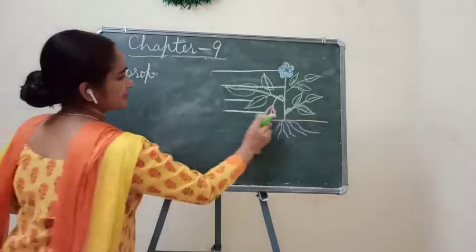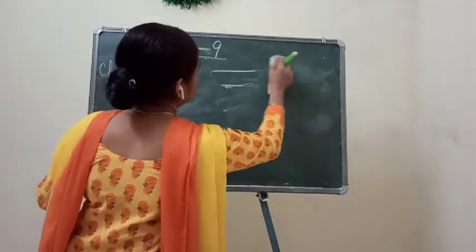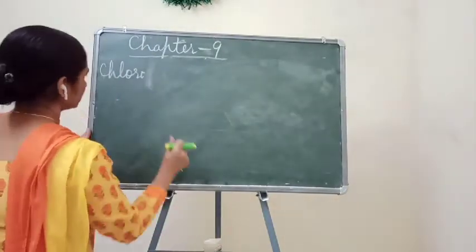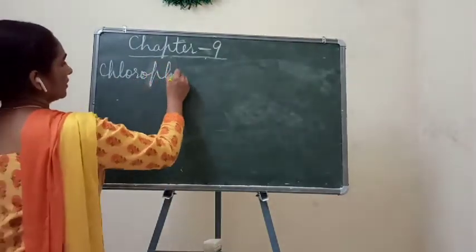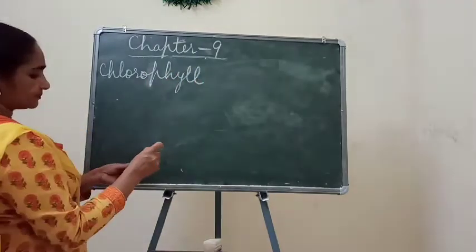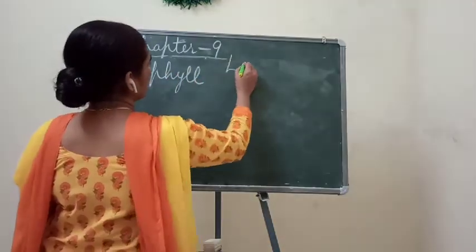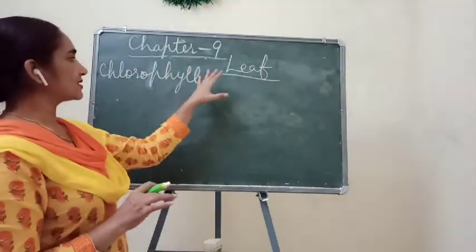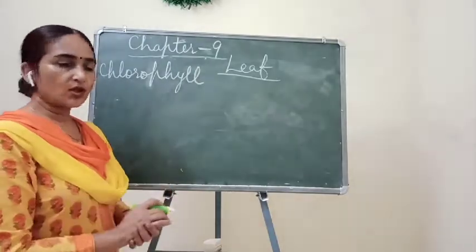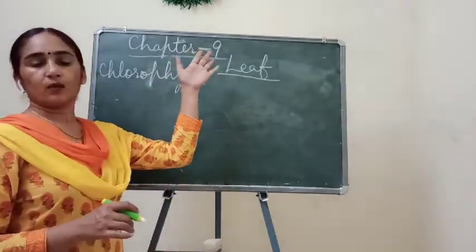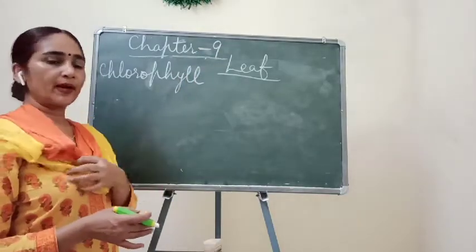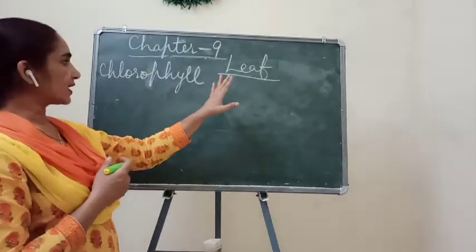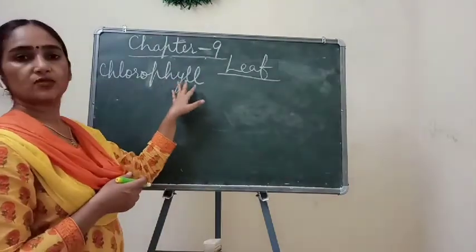Chlorophyll. Okay. Our topic today is leaf. Not only will we study about the leaf, we will study about the modifications of leaf also, and what are the different functions which are performed by leaves. So first of all, you should know that leaves are green in color because of the presence of chlorophyll in them.